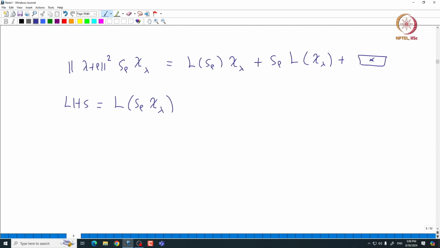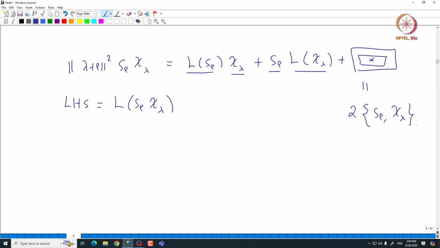So, it is enough to prove that. You can see that L of S rho chi lambda is already there, and S rho L of chi lambda is there. So, this star term we need to prove is exactly equal to twice the bracket S rho comma chi lambda. This is what we need to prove.